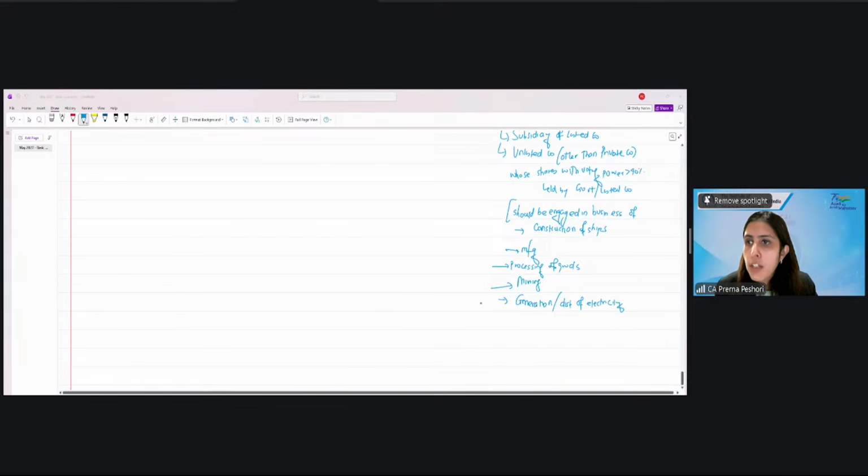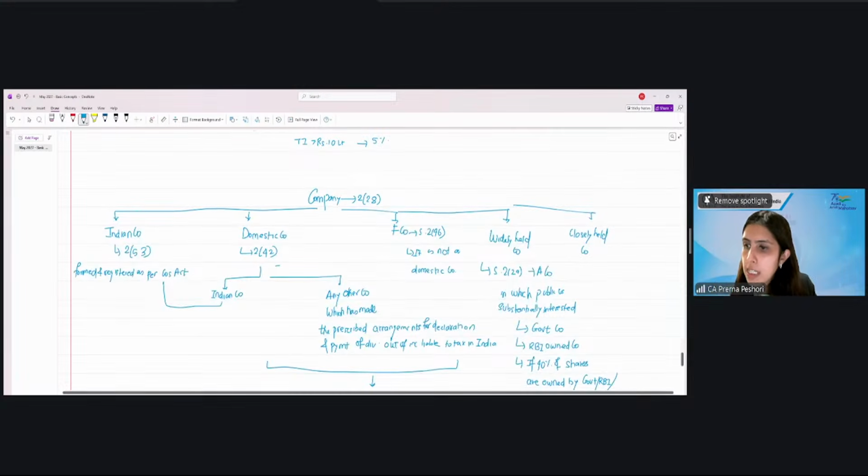Fine. And what is then closely held company? Basically, closely held company will be other than widely held company. So principally a private company or unlisted company, not regarded as widely held company. So closely held company is a company in which public is not substantially interested. Are we clear?